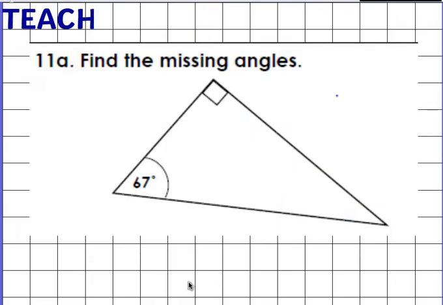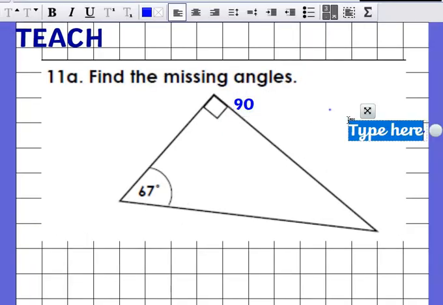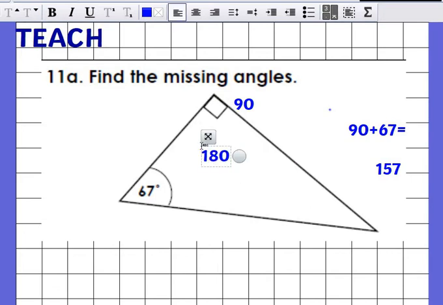Another question, find the missing angles. So we know this symbol means 90 degrees. So if that is 90, here, I need to do 90 add 67, what you know is 157 degrees. Well, that isn't the total size of this angle, because the total size of interior angles is 180. So I need to do 180, take away 157, which equals 23 degrees.